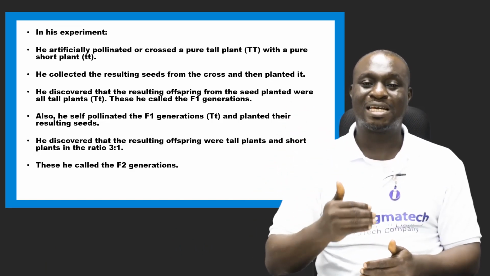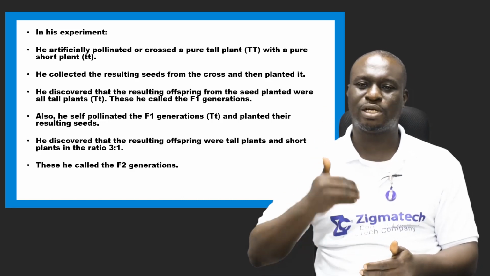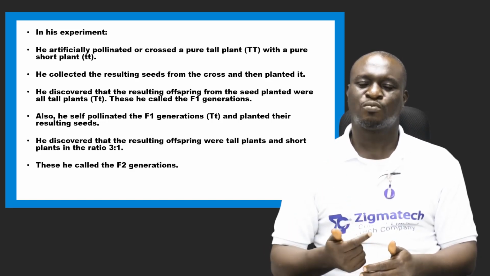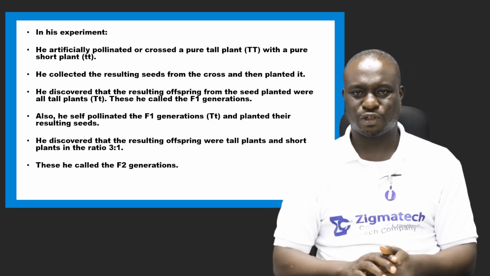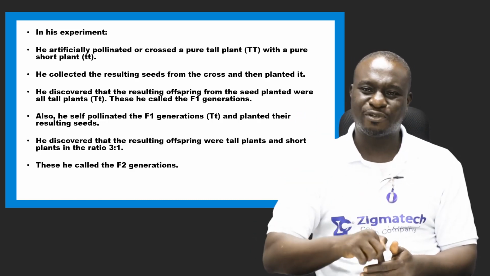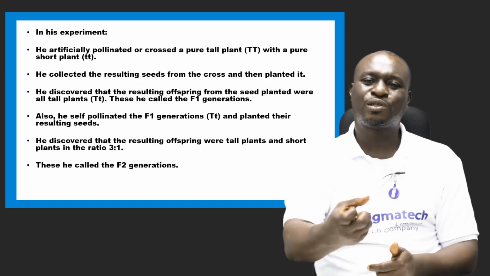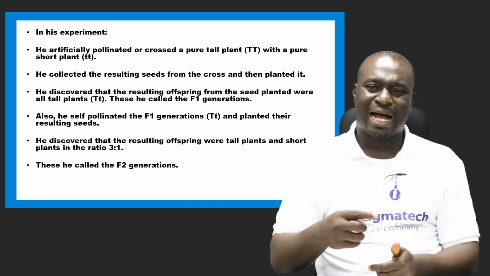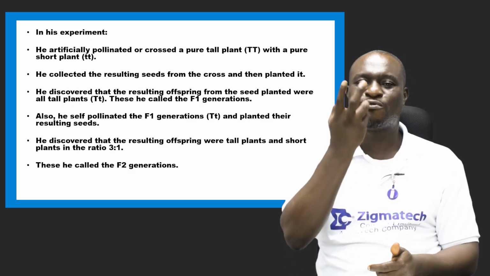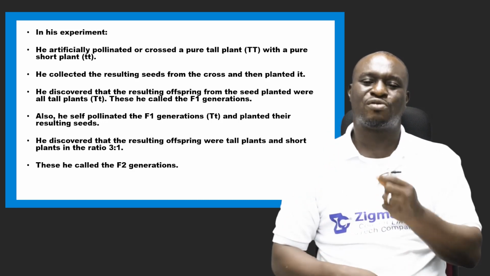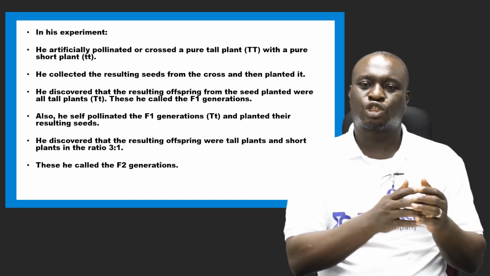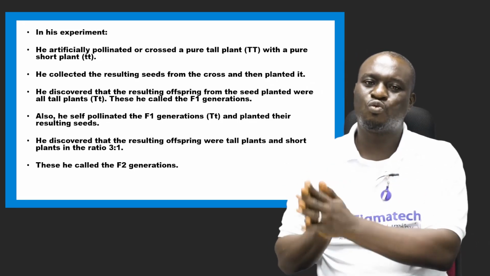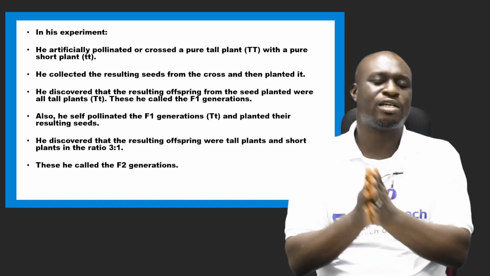Okay? So he came to the discovery of dominant genes and recessive genes. Now, after getting the F1 generation, he self-pollinated the F1 generation. That is, he self-pollinated it artificially, and the resulting seeds he planted again. Now, when he planted it, as those seeds started germinating and bringing forth plants, he discovered that the resulting offspring, or the resulting plants, some were tall and some were short.